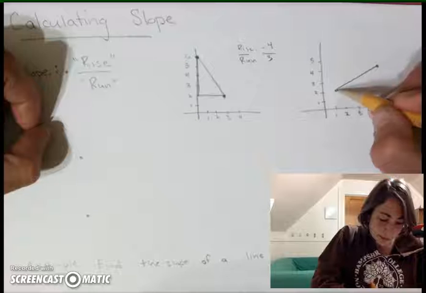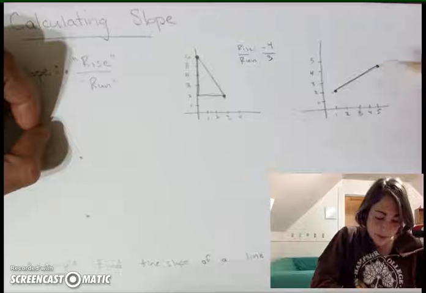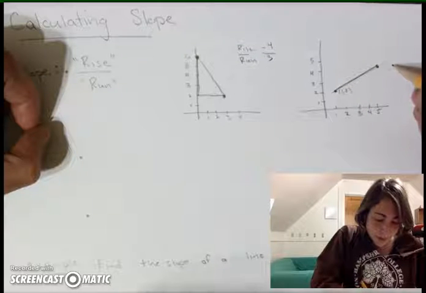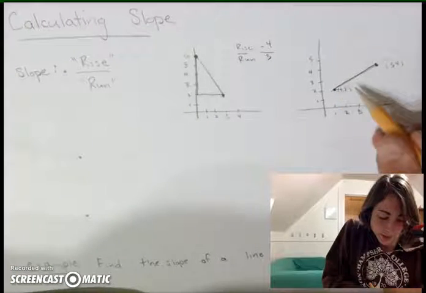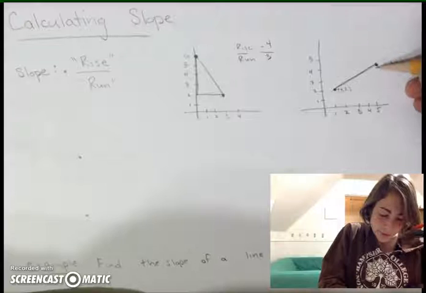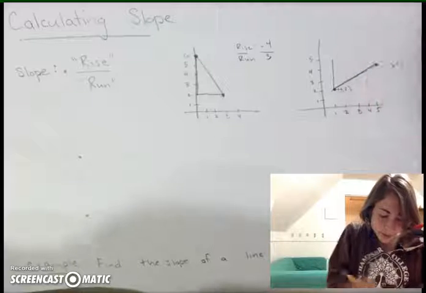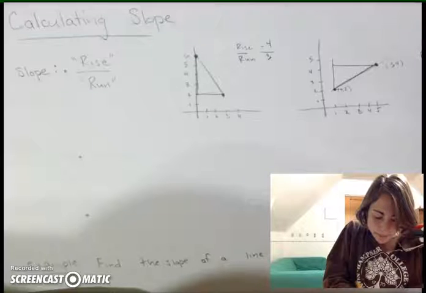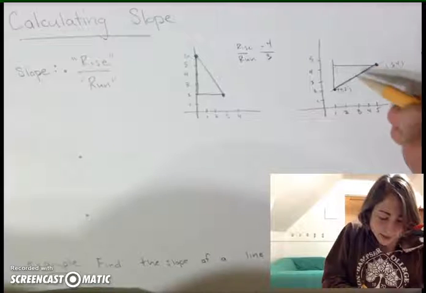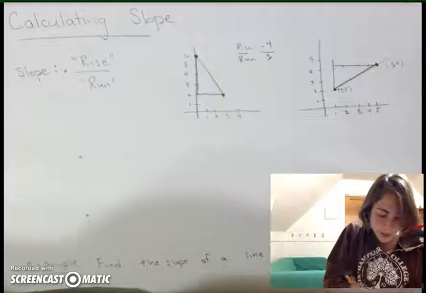In this second example, my line goes through the point 1, 2, and it goes through the point 5, 4. And so I go for my walk again. First I want to look vertically, because that's going to be the rise. So how far do I have to go up? 1, 2, 3. So the rise here is +3. And the run is how far I have to go over now to hit the line. So I go over 1, 2, 3, 4. So the run is 4.